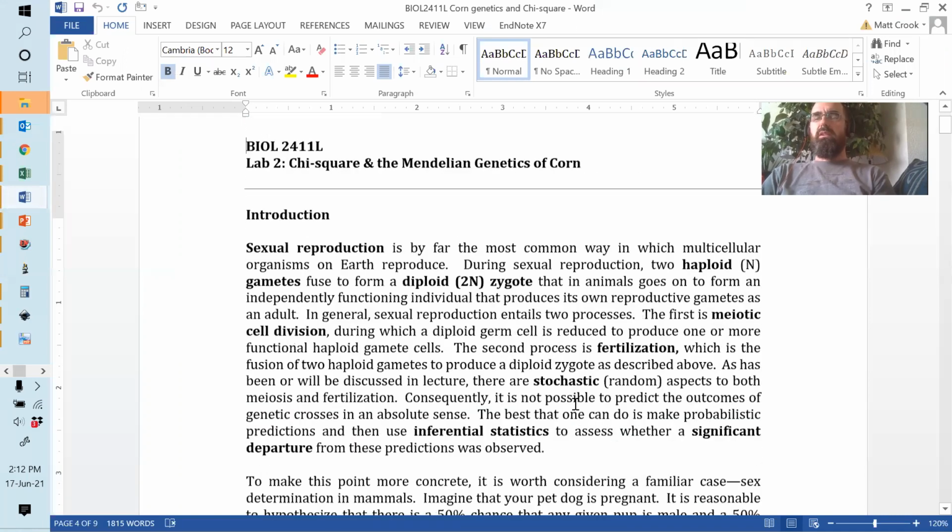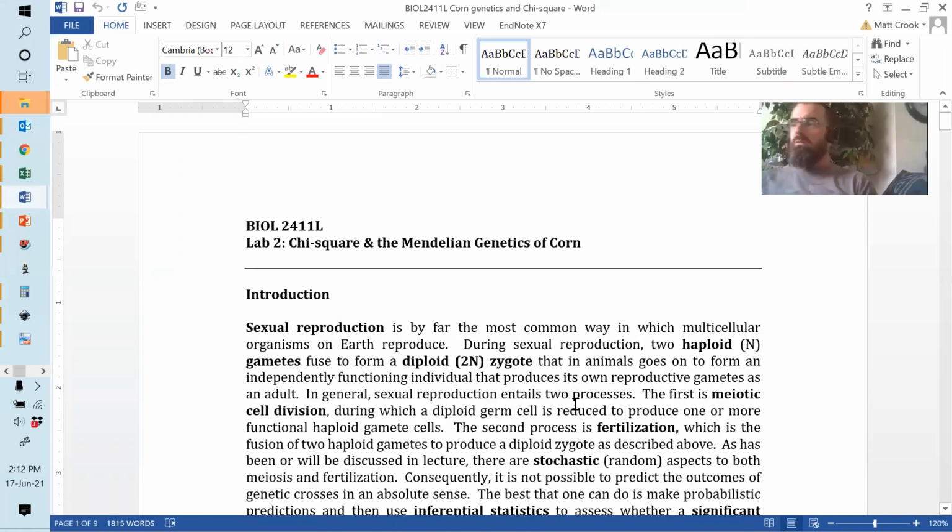All right. So the lab for today shouldn't be too onerous, I hope. And it's actually not lab two. I don't know why that's in there still.